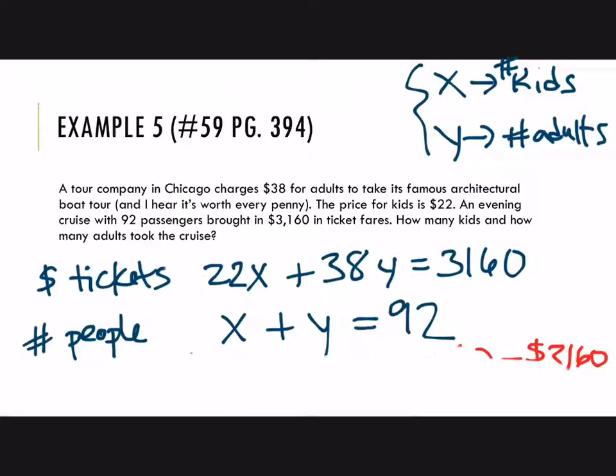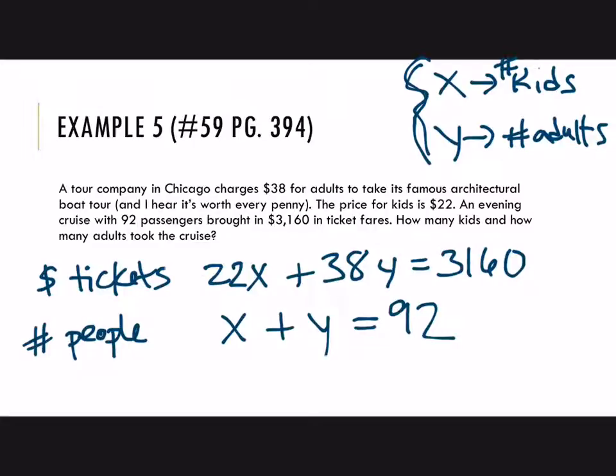Okay, so now we have a system of equations, and now the goal is to try to solve this. I want to find the correct number of kids and adults so that it adds up to 92, and so that I end up with the correct amount for the ticket fares. Well, how do we solve this?